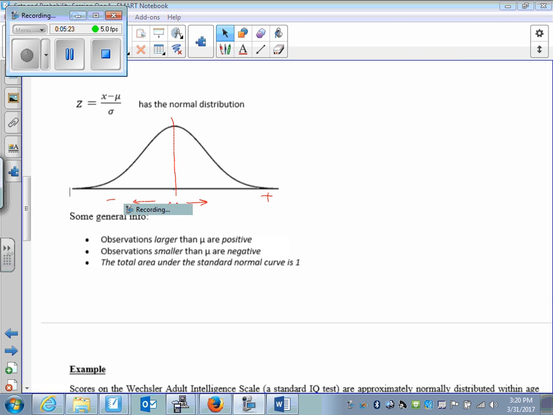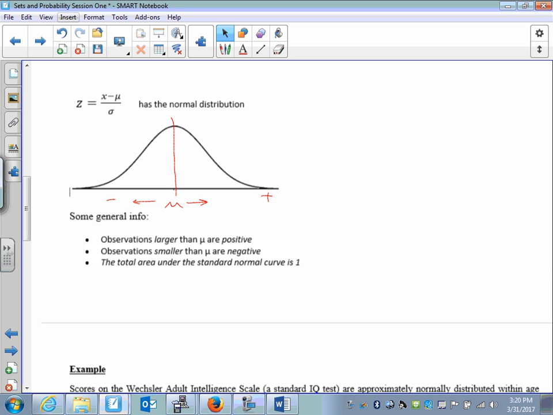And I'm back. I think what we were saying was that on the standard normal curve, observations that are larger than the mean have positive z-values. Observations that are smaller than the mean have negative z-values, because if you have the observation minus the mean, and the mean is bigger, you get a negative number.